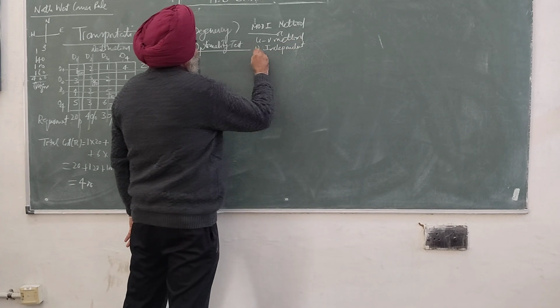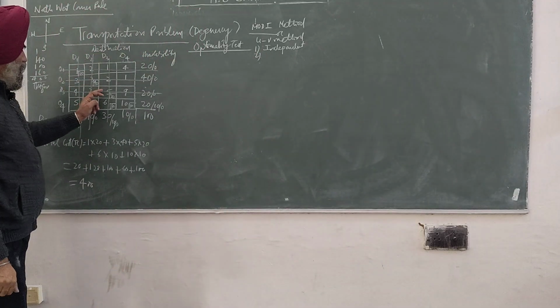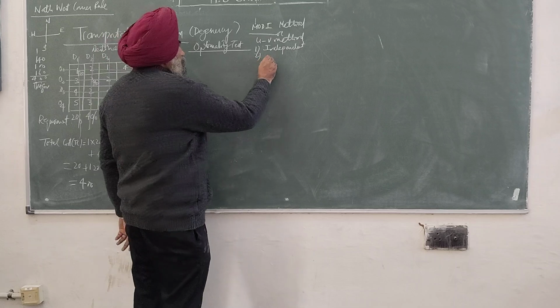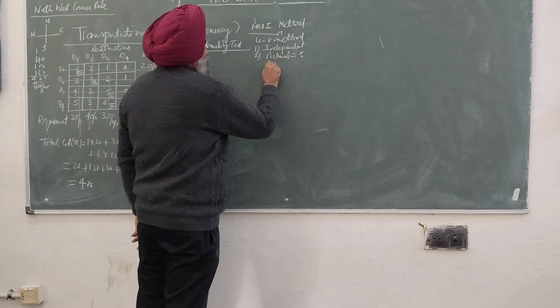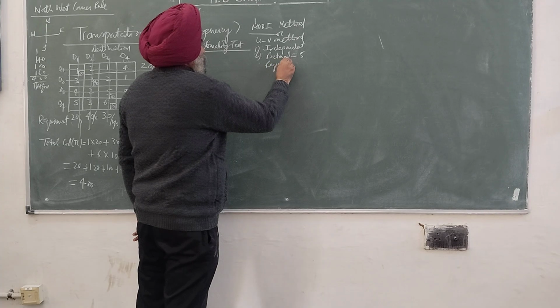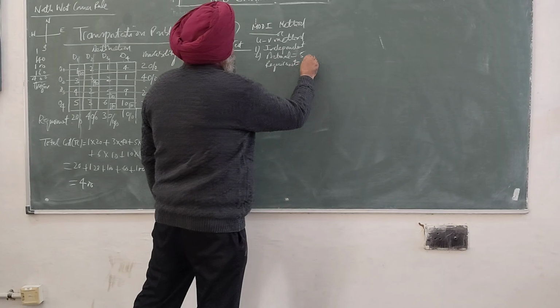The second condition is your actual number. What is actual? Count it: 1, 2, 3, 4, 5. Your actual is 5. The actual number of allocations is 5. And what is the requirement? Required is m plus n minus 1.